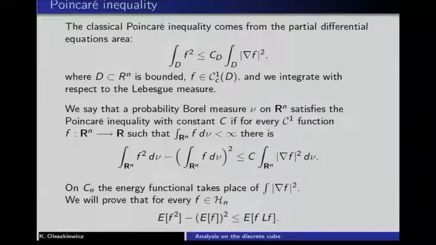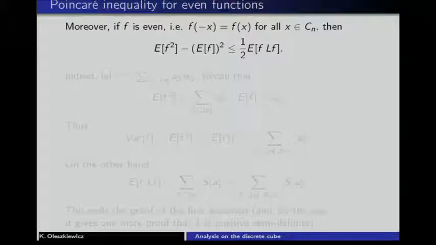In our setting, we'll look for something like that. We'll prove that on our discrete cube, we have the Poincare inequality with constant 1 here. And moreover, we'll prove that if the function on the cube is even, if it satisfies the equation f of negative x equal to f of x, then we can get the Poincare inequality with constant 1/2.